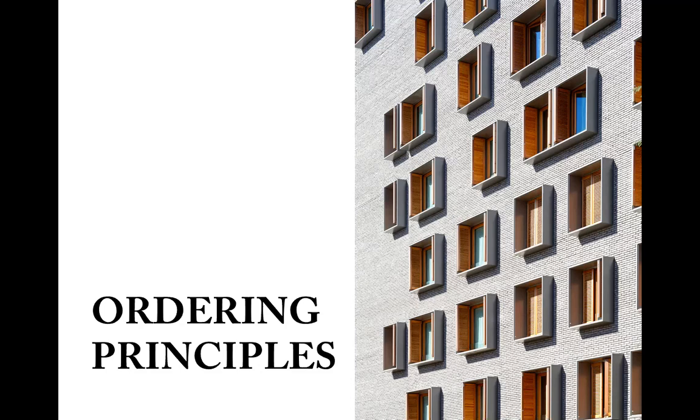Order without diversity can result in monotony or boredom. Diversity without order can produce chaos. A sense of unity with variety is the ideal. The following ordering principles are seen as visual devices that allow the varied and diverse forms and spaces of a building to coexist perceptually and conceptually within an ordered, unified, and harmonious whole.